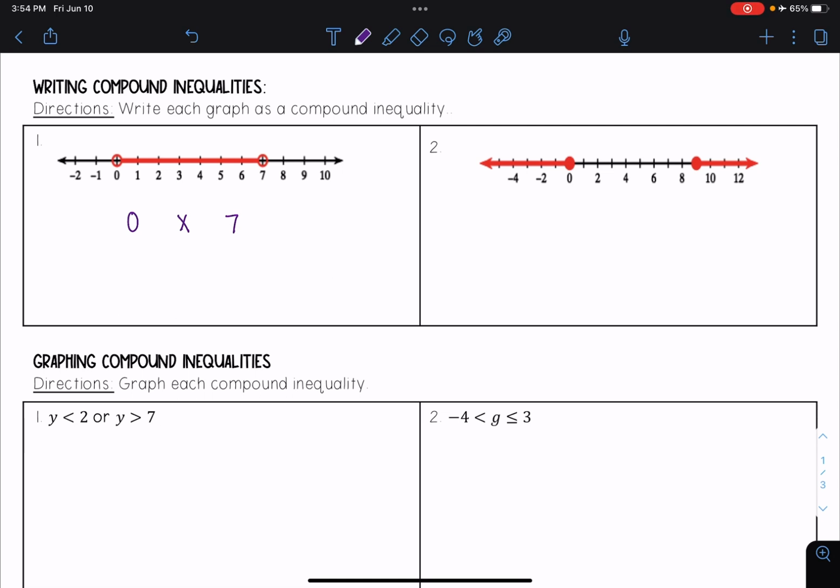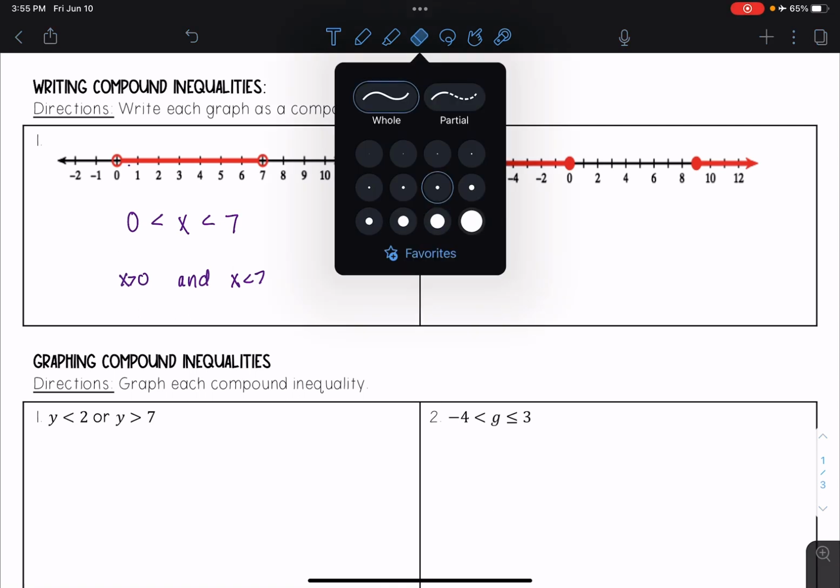Well, I see both of these are open circles, so that means that we'll have less than. And notice they are both pointing the same direction. It's always going to be pointing in this direction. And that's because this is the same thing as saying x is greater than 0 and x is less than 7. But instead of writing it out like that, we have it all in one compound inequality.